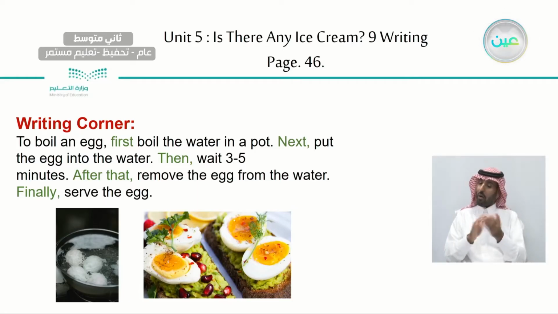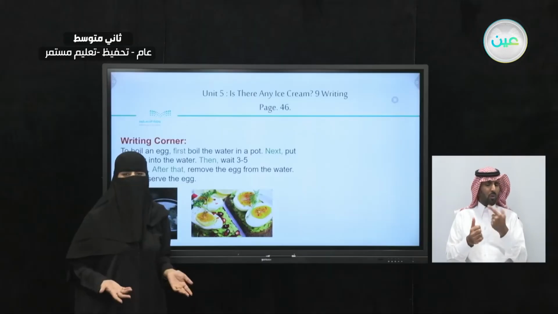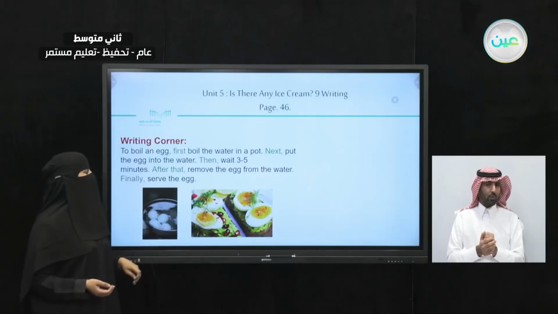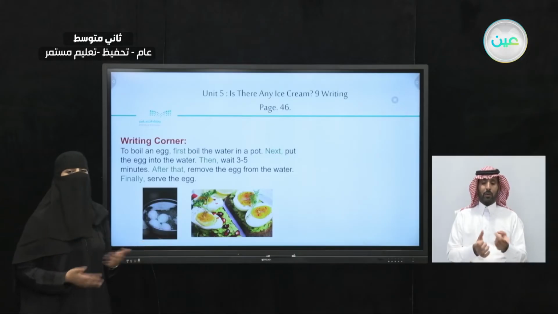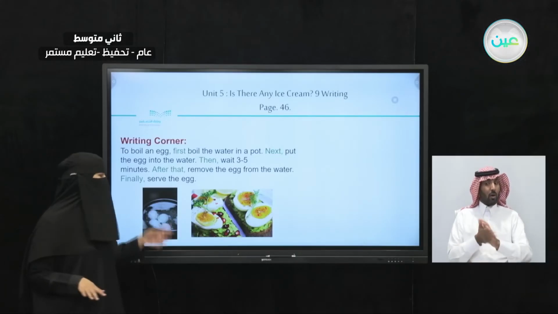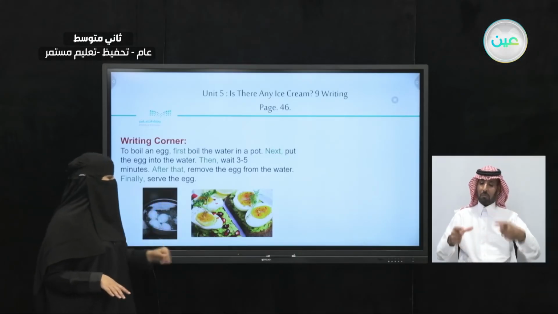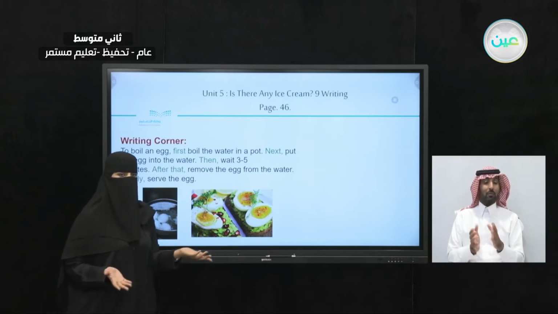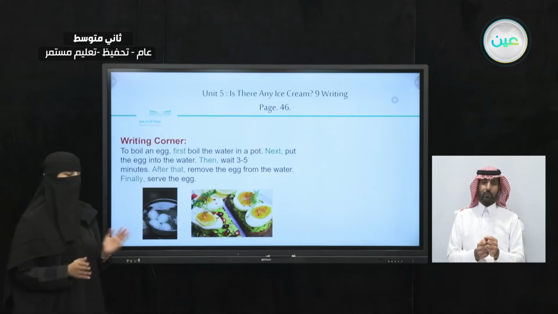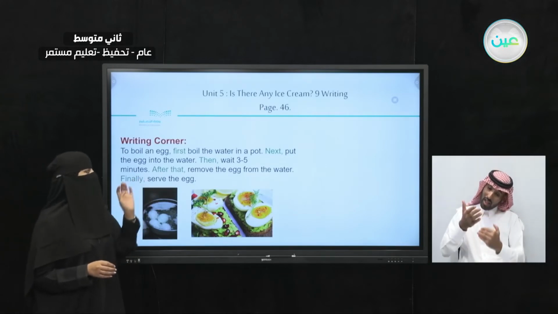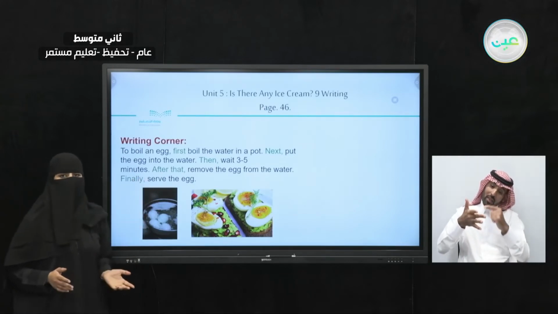So what is the first step and what is the last step? The first step here: first, boil the water in a pot. Look, boil the water in the pot. This is the first step. What about the final step? Finally, serve the egg. Here, this is the final step. Now you're done. You can have the egg now. So in between first and finally, we have next, then, and after that.